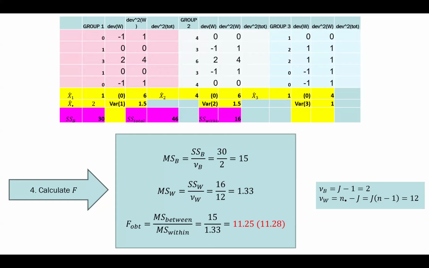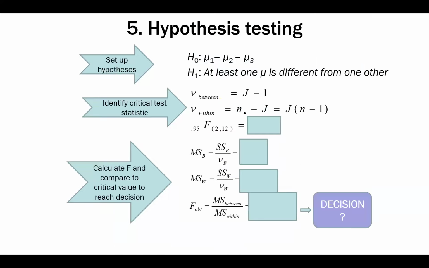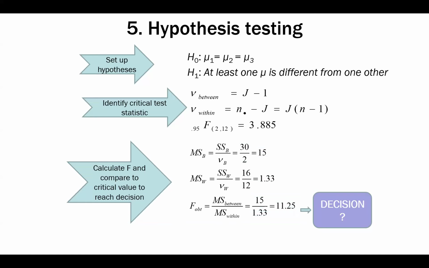What is step 5? Step 5 is the decision. So the hypothesis testing, the actual test. You've set up the hypothesis. You've identified your critical statistic. Remember what it was? It was 3.885. You have your mean squares terms, just what was in the previous slide, 15 and 1.33. And you calculated your obtained statistic, approximately 11.25. And now you have to make a decision.